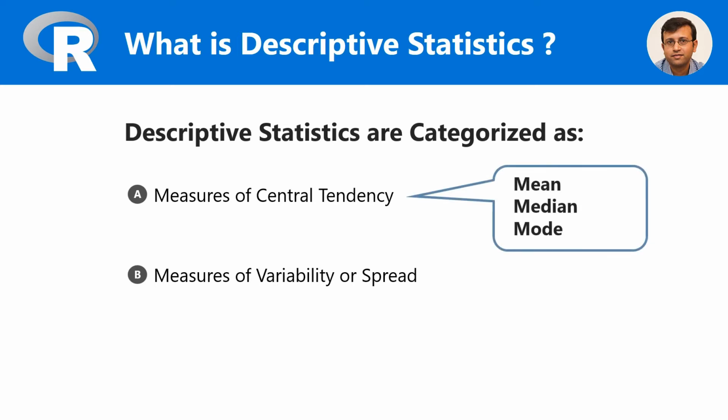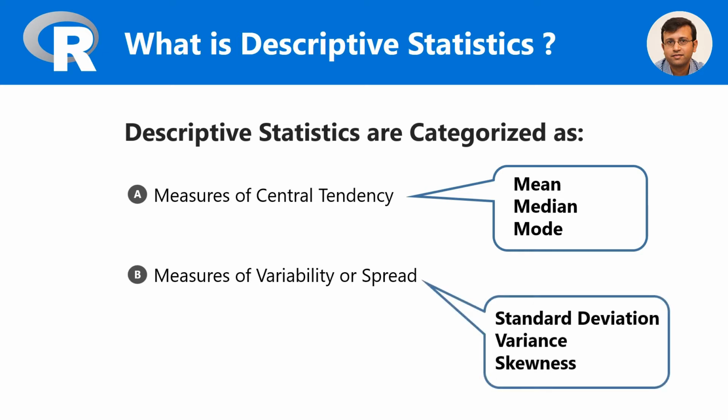Measures of central tendency include mean, median, and mode, and describe the center position of a distribution for a data set. Measures of variability include the standard deviation, variance, and the minimum and maximum value as well as skewness.